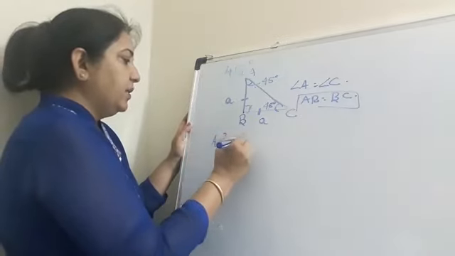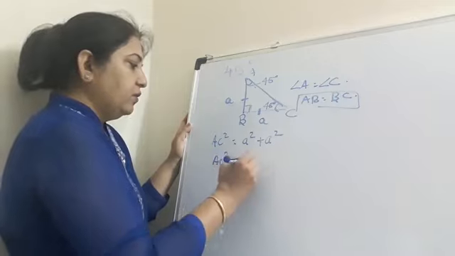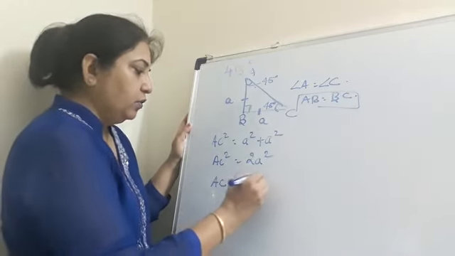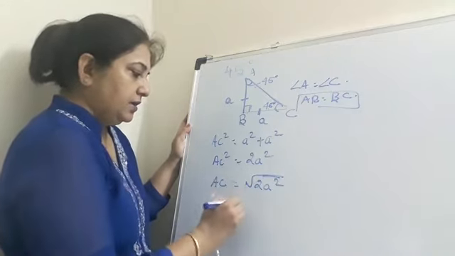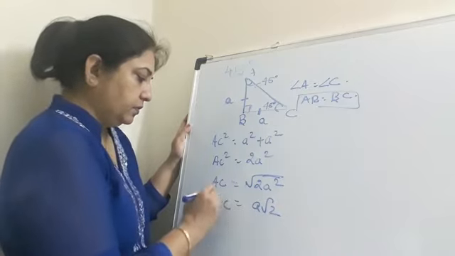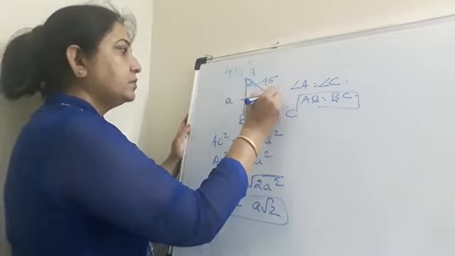Now we find AC. AC square will be equal to A square plus A square. AC square will be equal to 2A square. And AC will be equal to root of 2A square, and we can write this as A root 2. So you get this as A root 2.